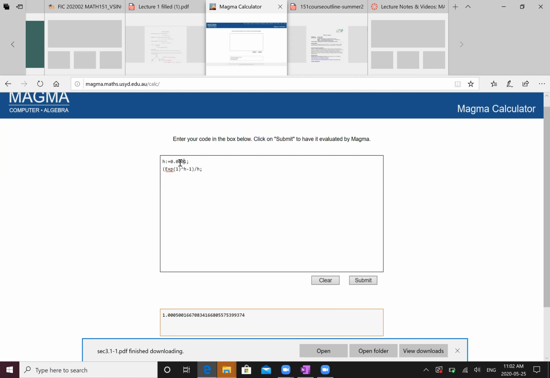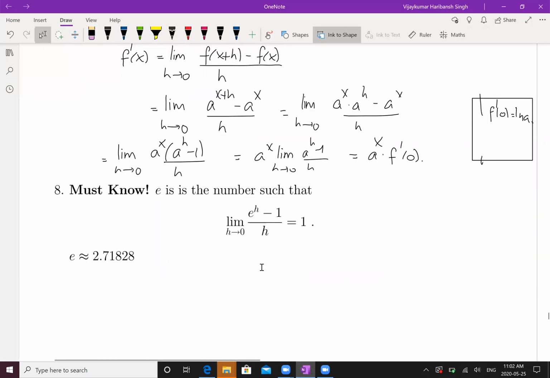Let me take a few more. So I'm taking h to be a really, really small number, getting close to 0. So you see the zeros are moving. Now let me take some more. Now h is close to 0, and you see that your limit is also close to 1. It doesn't matter whether you take the positive side or negative side, the limit is still going to be close to 1. So that's the idea. This limit is 1.